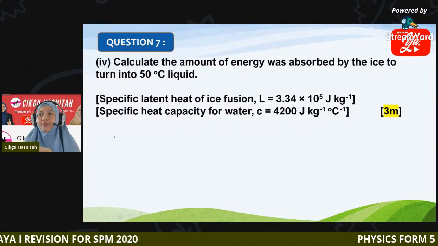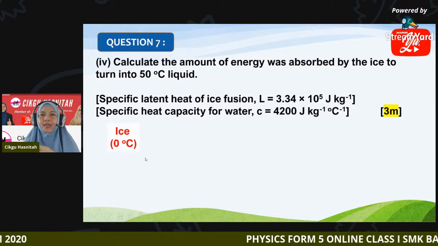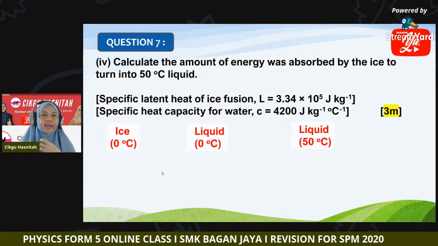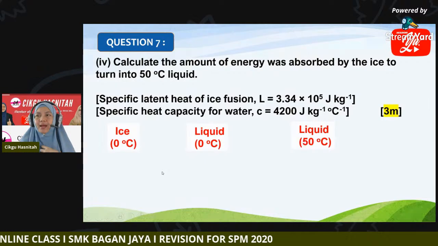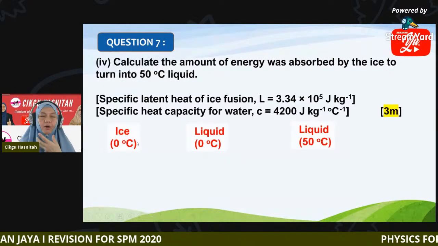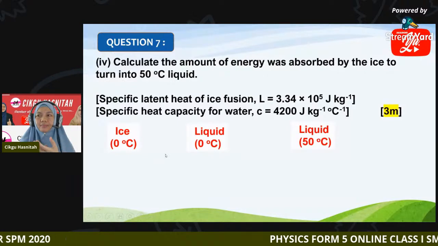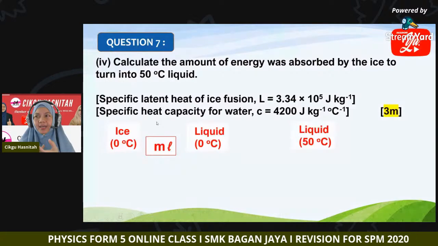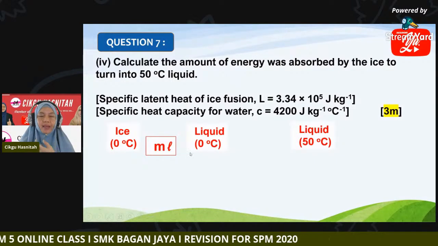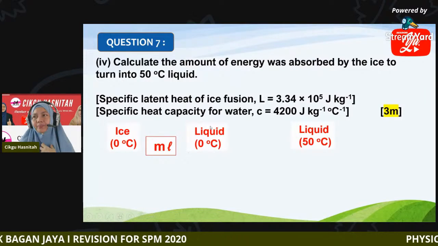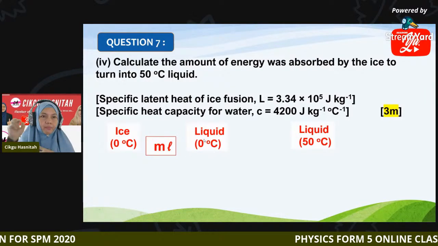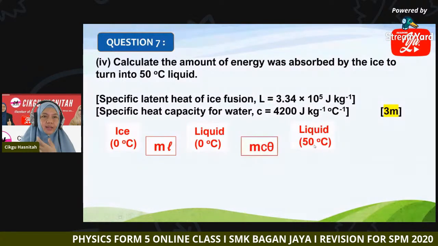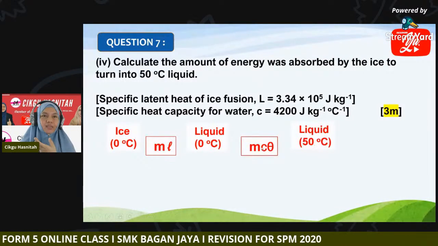So for this situation, first you can determine the changes of phase of the substance. Initially, the ice is at 0 degrees Celsius, ice in the form of solid. Then it melts into liquid at constant temperature. So here, the process involves latent heat, so Q is given by ML. And then after that, the liquid at 0 degrees Celsius continues absorbing heat and the temperature increases to 50 degrees Celsius. So here it involves MC theta.